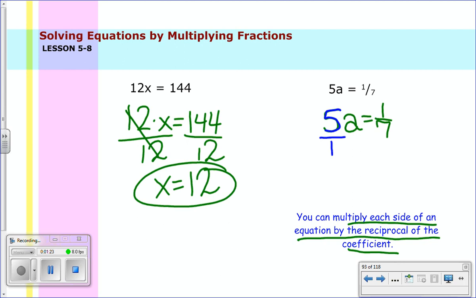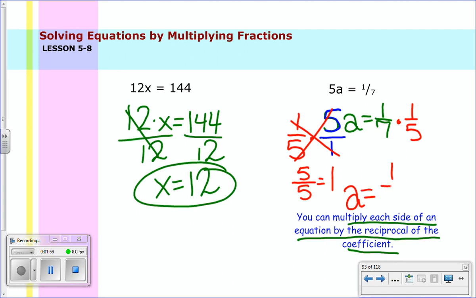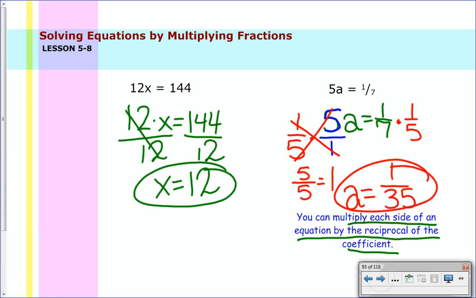So if we want the reciprocal, right now we have 5 over 1 times a. I just switched that to a fraction. The reciprocal of 5 over 1 is when you flip it, so you do 1/5. And if you do it to one side, you do it to the other. The reason this works is because 1 times 5 is 5, and 5 times 1 is 5, and 5 over 5 is the same thing as 1. So here we get 1a, and we're left with just a is the same as, and now we multiply. 1 times 1 is 1, 7 times 5 is 35. A is 1/35.